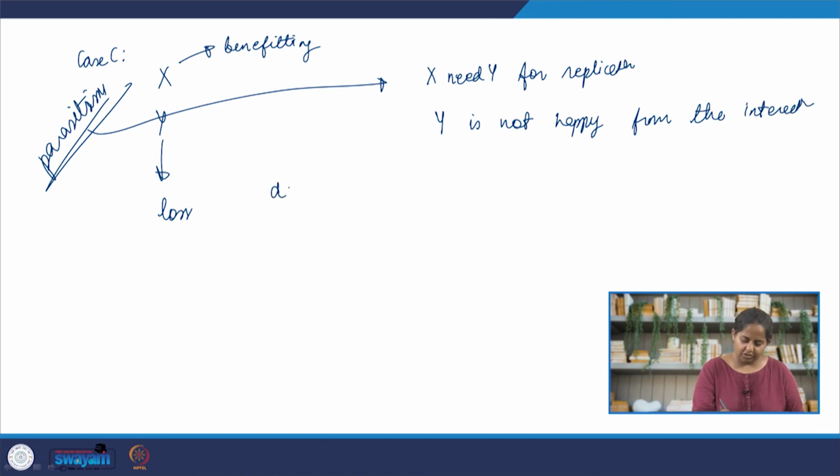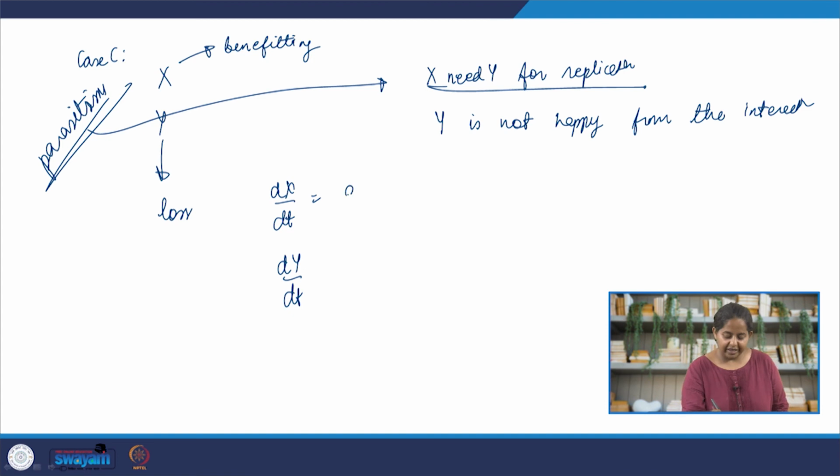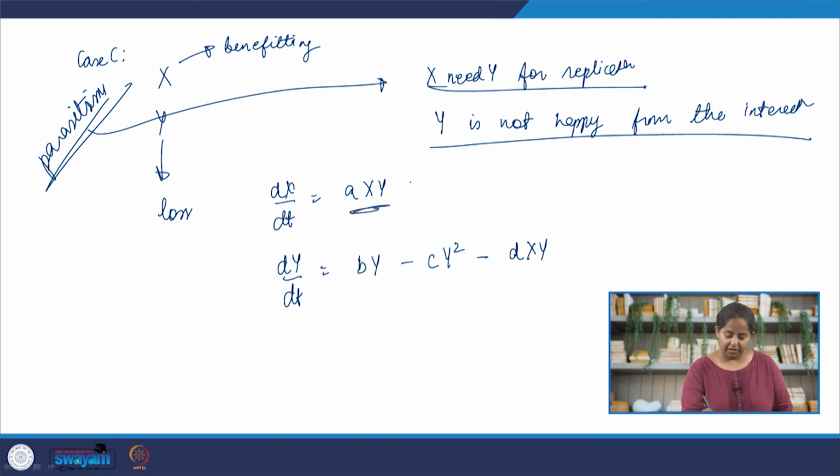So the equations will look like this: dx by dt, dy by dt. Now X needs Y for replication, so clearly the growth term will be like so. And then Y is not happy from the interaction, so we'll have Y growing on its own, some resource limitation, and then not very happy with this interaction. Now X species may also have some kind of resource limitation or some other predator. So there might be another negative term, a predation term or resource limitation or both.